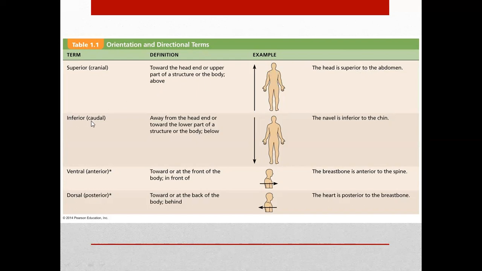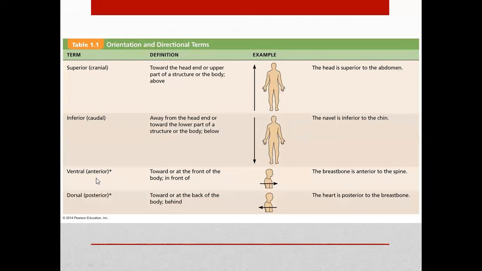Just like inferior, which is also called caudal in embryological definition. It is away from the head end or towards the lower part of a structure or the body below. Similarly, the navel is inferior to the chin. Navel is your belly button area. So there is your chin and this is your navel area. Your navel area is inferior to the chin.